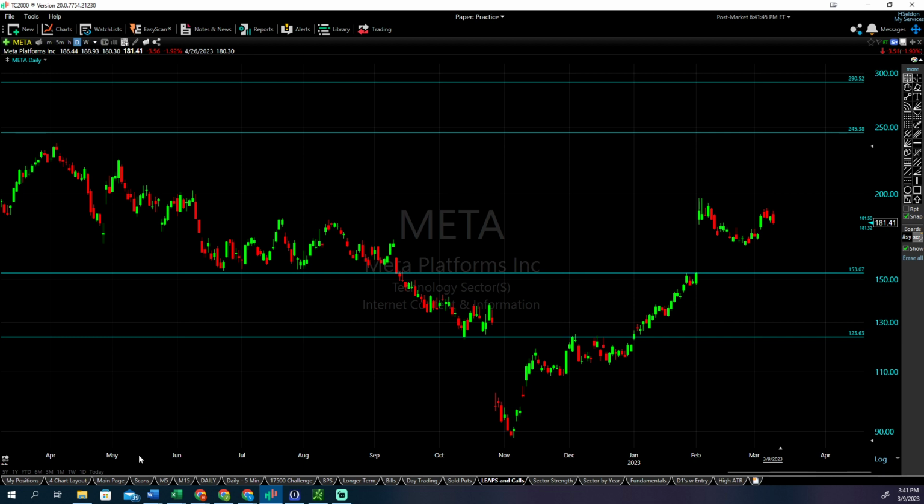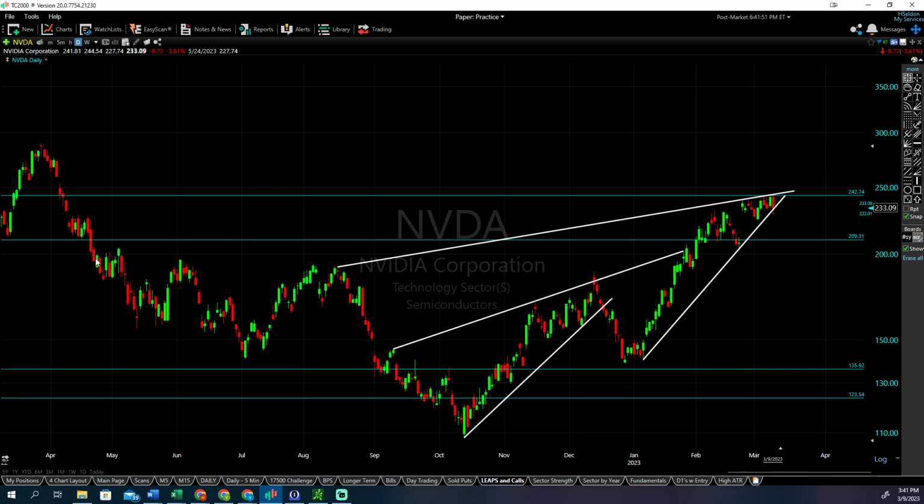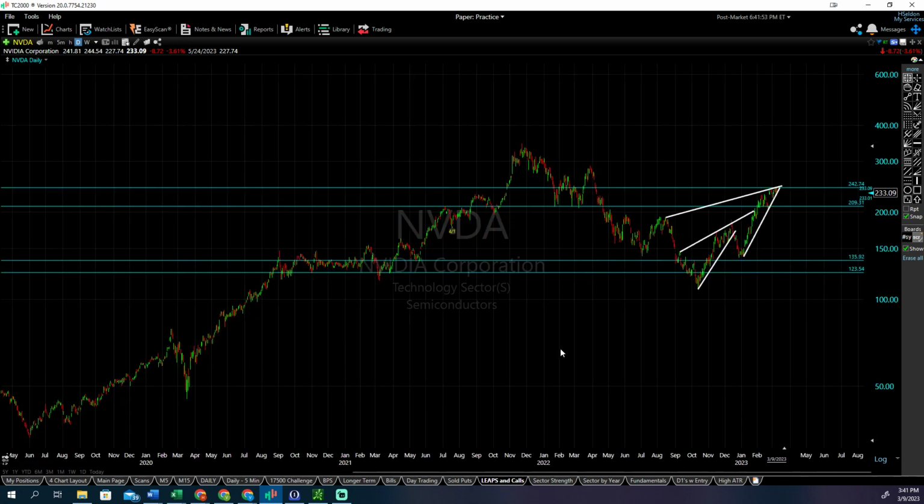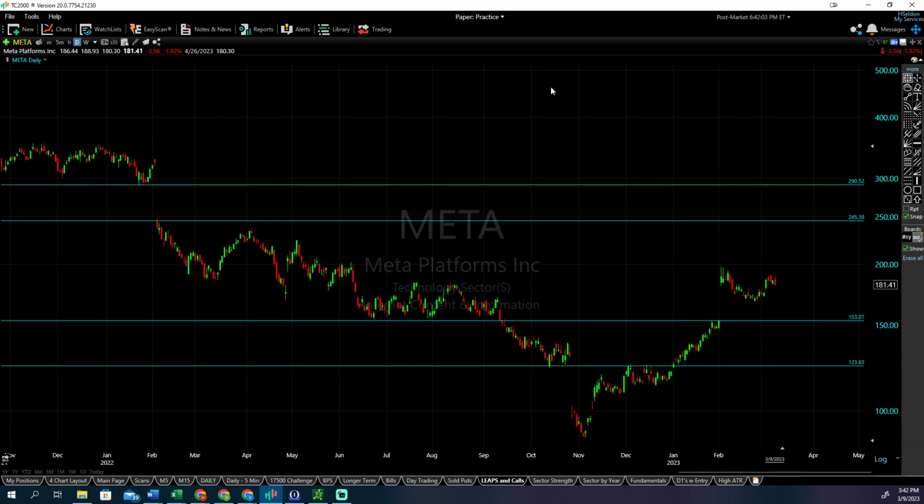So, next, those are horizontal lines, right? And you can put them on anything. And by the way, if I put in NVIDIA, for example, you'll see them here too. I already put them in right there on NVIDIA. And you'll see these other lines, but we're not going to get to those yet. We will in a moment. First, we're going to go back to Meta. All right, so these are horizontal lines, right?